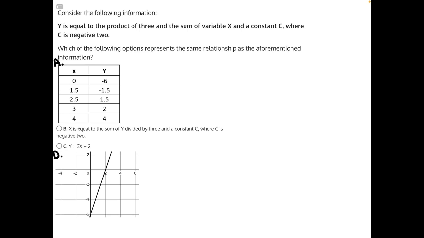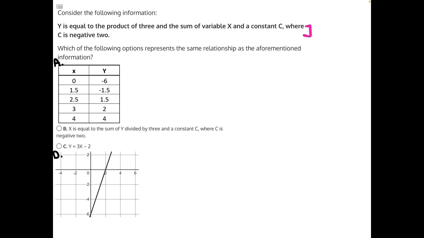Consider the following information. Y is equal to the product of 3 and the sum of variable x and a constant c, where c is negative 2. Which of the following options represents the same relationship as the aforementioned information? To solve this question, let's start by translating this sentence into a math equation.